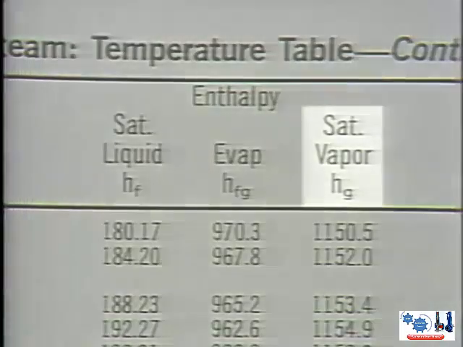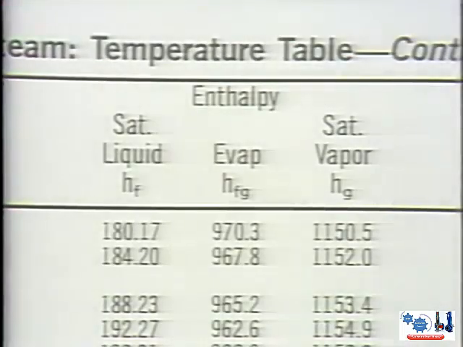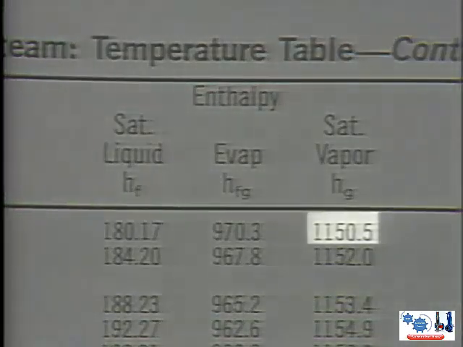We'll skip the center column under enthalpy for the time being and take a look at the third column. This column is headed saturated vapor and is symbolized by the small letter H and the subscript G. The values in this column are the heat content of saturated steam. For 212 degrees at 14.7 psia, the enthalpy of saturated steam is 1,150.5 BTUs per pound.